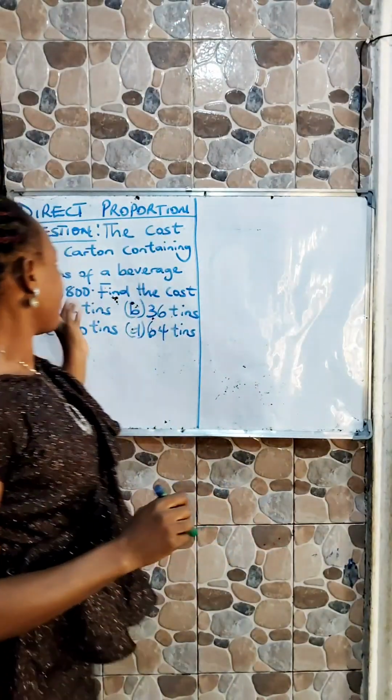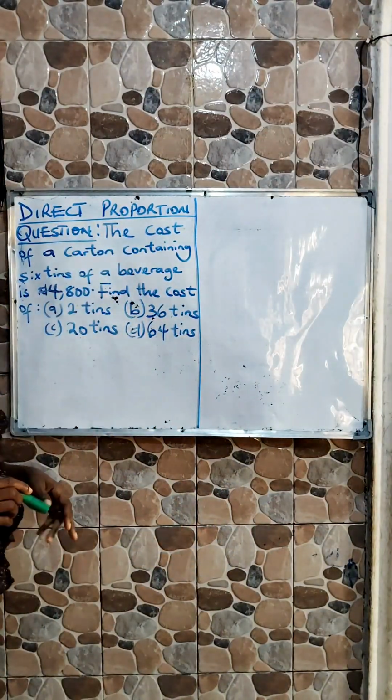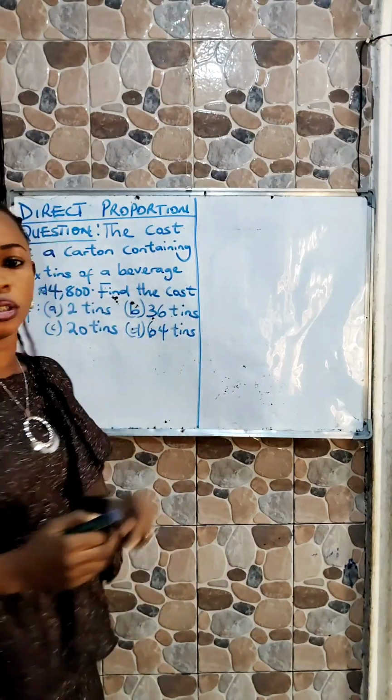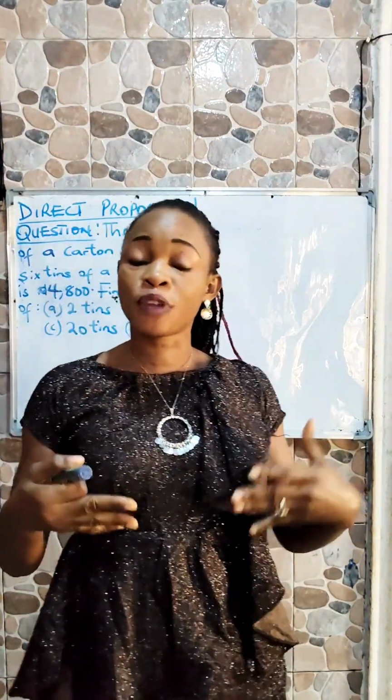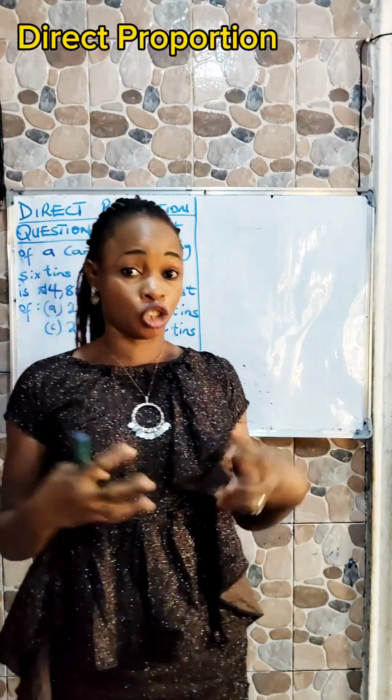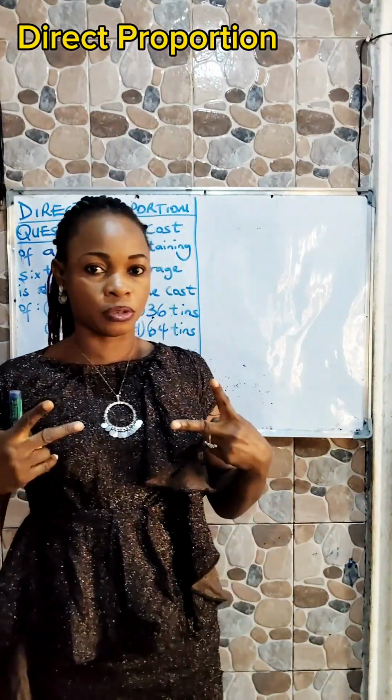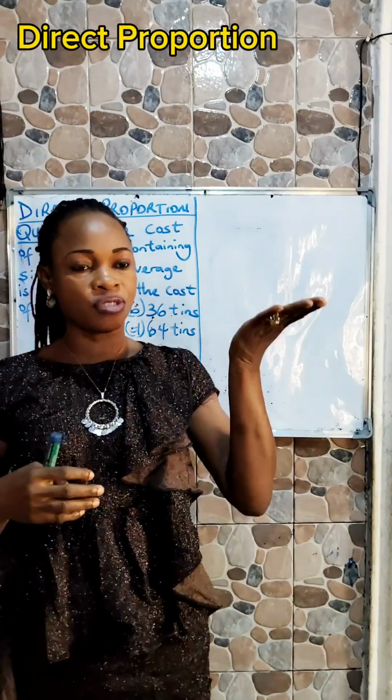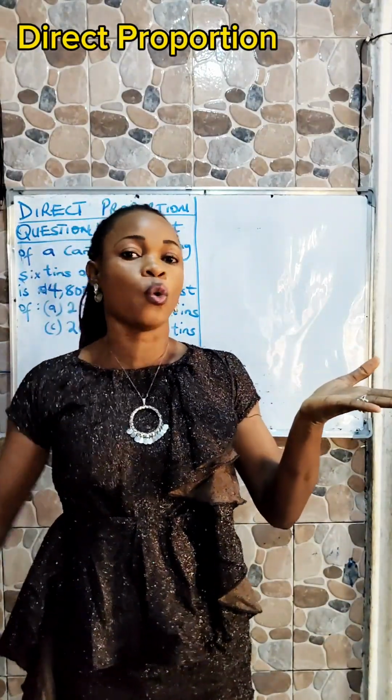Our topic for today is direct proportion. But before I continue solving this question on the board, I would like to explain the difference between direct proportion and inverse proportion. Direct proportion is the relationship between two variables in which when one variable increases, the other variable also increases.